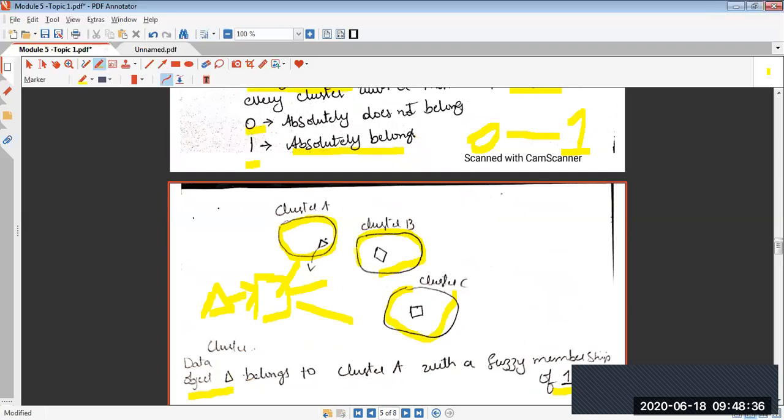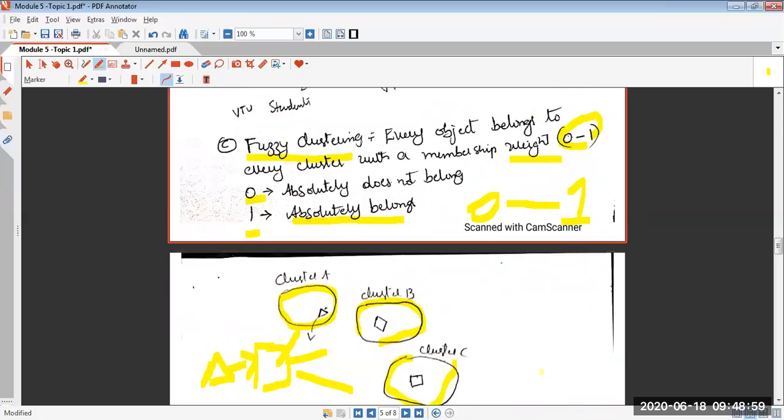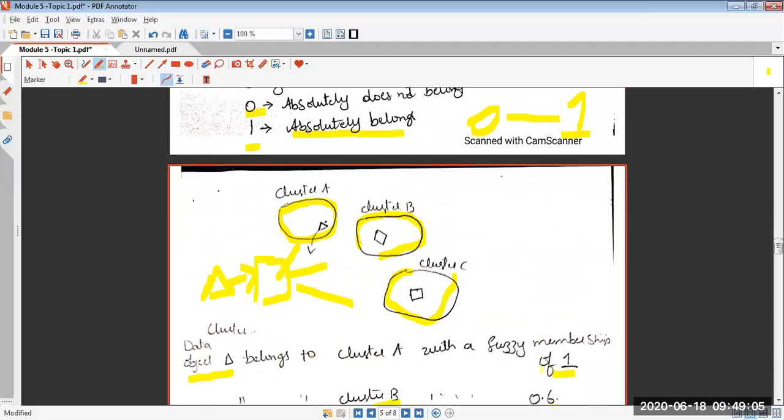But just now we saw fuzzy does not relate a data object to only one cluster. It even relates it to all the clusters. Now how it will relate it to cluster B, we will see. It's very interesting. The clustering algorithm will declare that the triangle belongs to cluster B with a value of 0.6, a 0.6 weightage. What does it mean? So you try to understand.